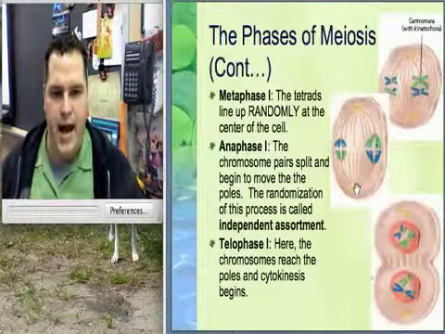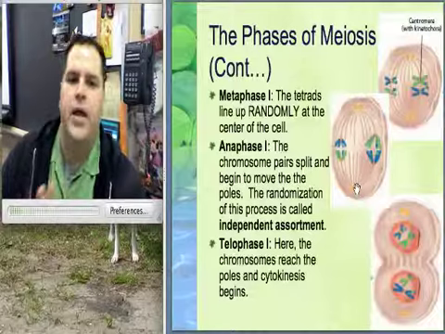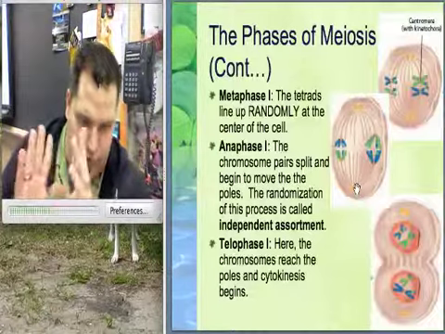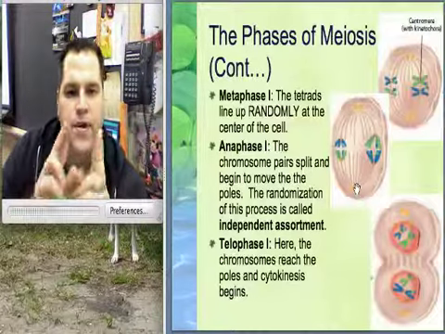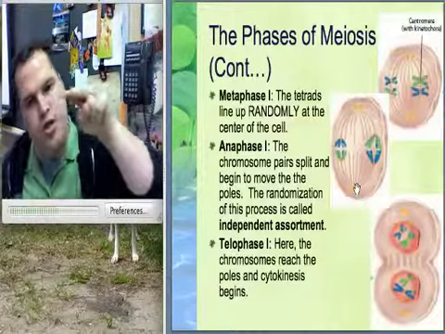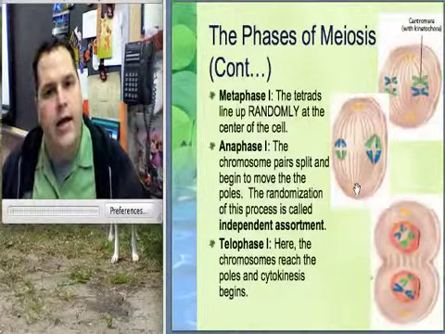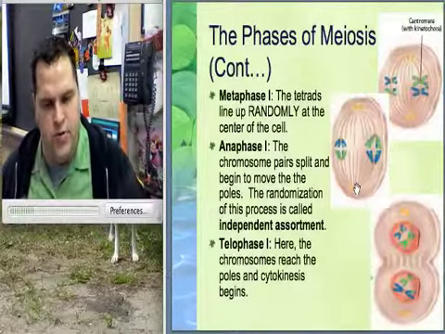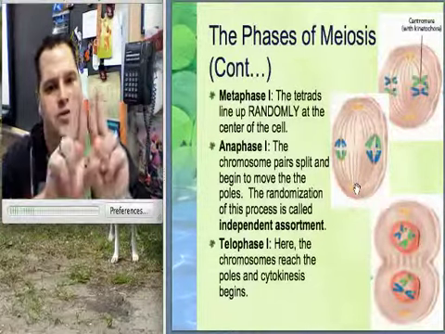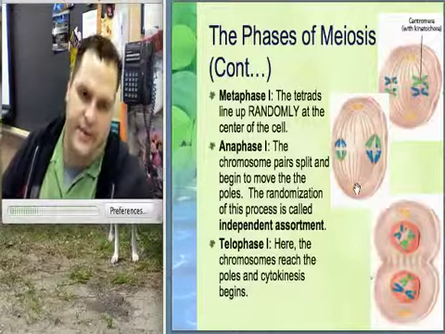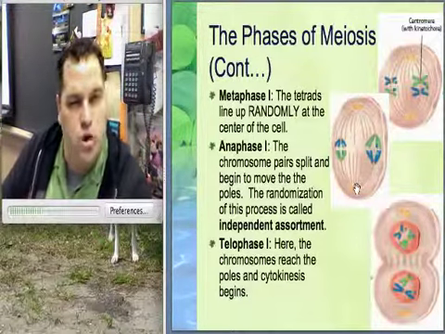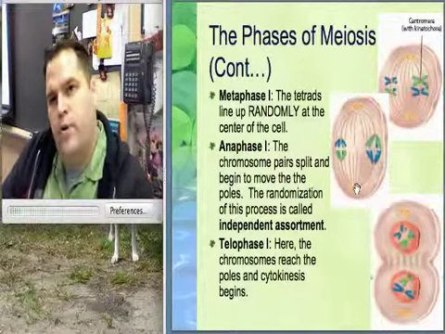Now, in metaphase 1, and notice that we have 1, 1, 1, so we're talking metaphase, anaphase, telophase 1, all that. They're not going to line up across the equator of the cell like in mitosis. What's going to happen is they're going to line up by twosies, right? They're going to line up side by side. They're going to do this randomly, which means that we're not sure which is going to go to which cell.